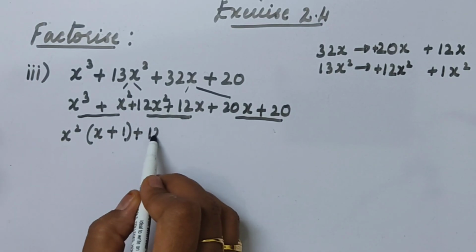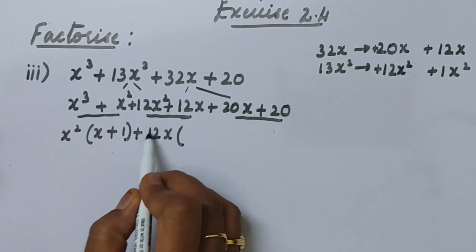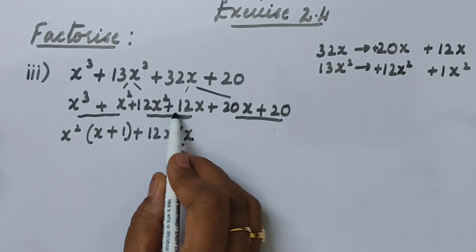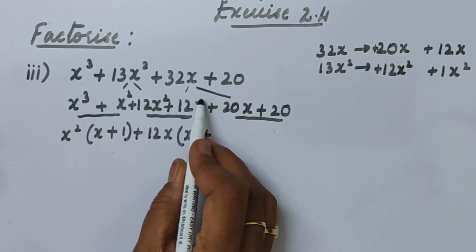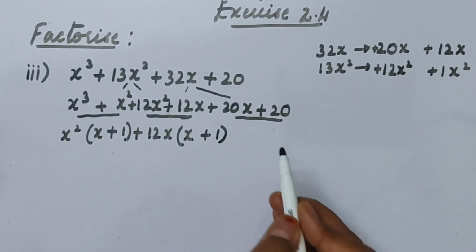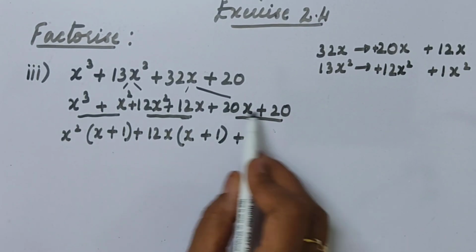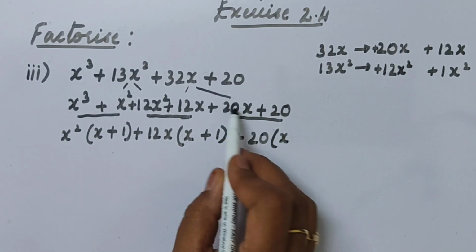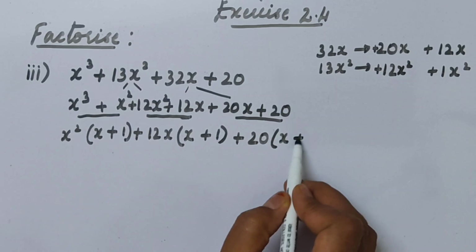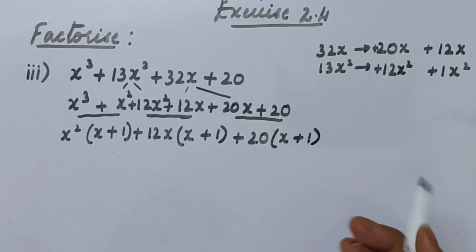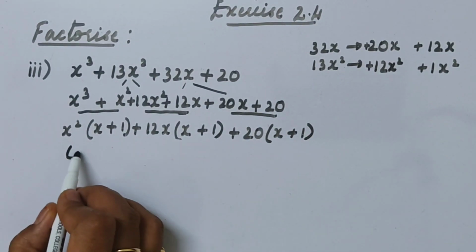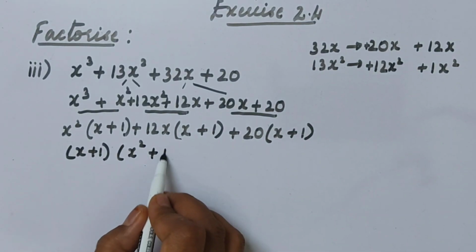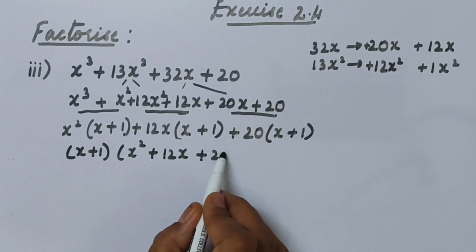In these two, 12x is common. Okay, 12 gets cancelled, x gets cancelled, one more x is left over. Now plus into plus is plus. 12x ones are 12x ones are. Fine. Now this plus sign. In these two, 20 is common. Left over is x. So 20 gets cancelled, only x is left over. Plus 20 ones are 20 ones are. Now here you can see that the bracket is common. Okay. Leftover terms are x square plus 12x plus 20.